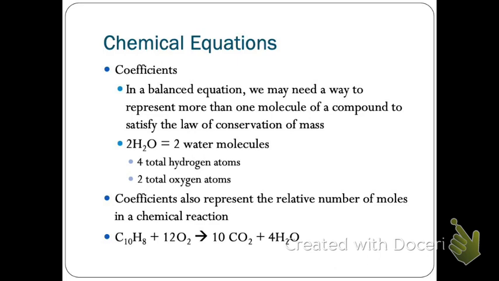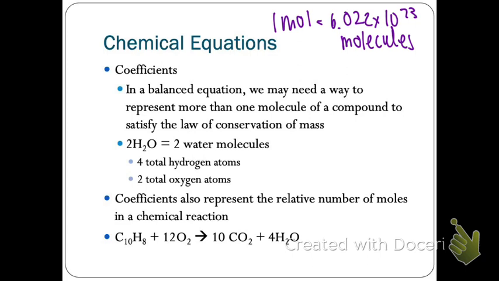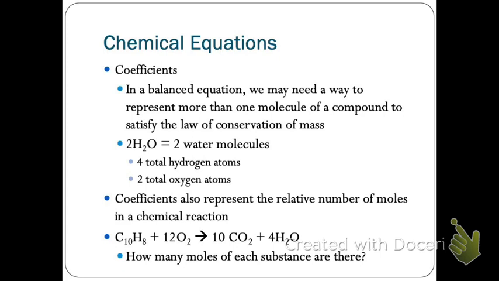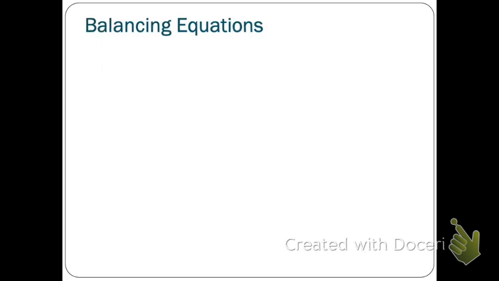For bonus points here, can you tell me how many of anything is in 1 mole? 6.022 times 10 to the 23rd. Very nice, with confidence. 1 mole is equal to 6.022 times 10 to the 23rd molecules of anything. So rather than deal on the molecular level, I'm talking on the molar level, a big quantity of those, so I can actually kind of see it and understand what it's looking like. All right. How many moles of each are there? We're just looking at the coefficient. So 1 mole of C10H8, 12 moles of O2, 10 moles of CO2, and 4 moles of water.